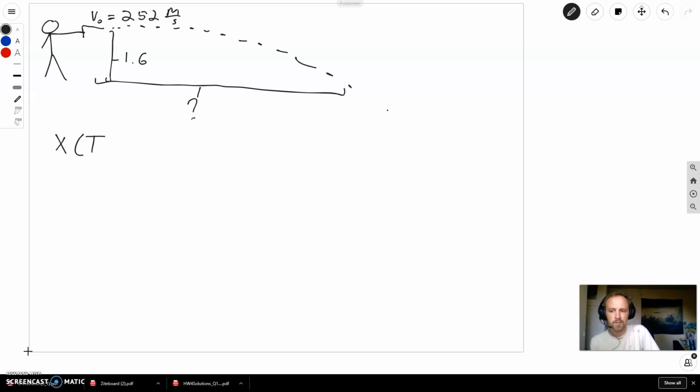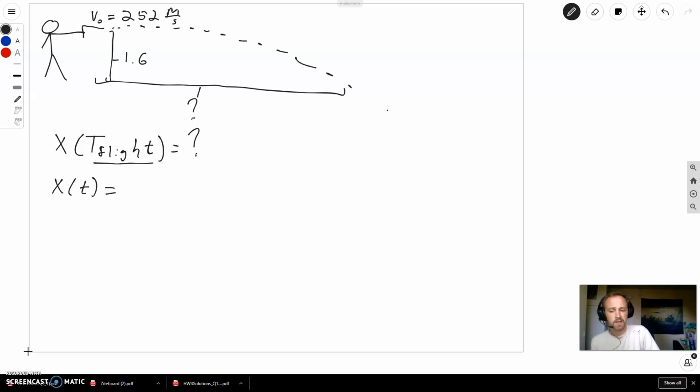So what we really need to know is x evaluated at some time, where this time is the time of flight. If I can come up with some position function, x of t, and then evaluate it at this time, the time of flight, then that'll be my answer. So first things first, why don't we try and write x of t?